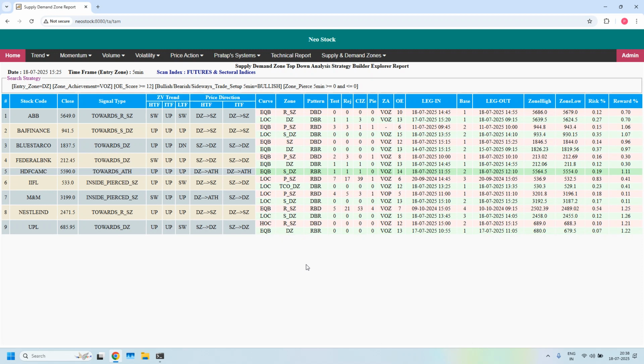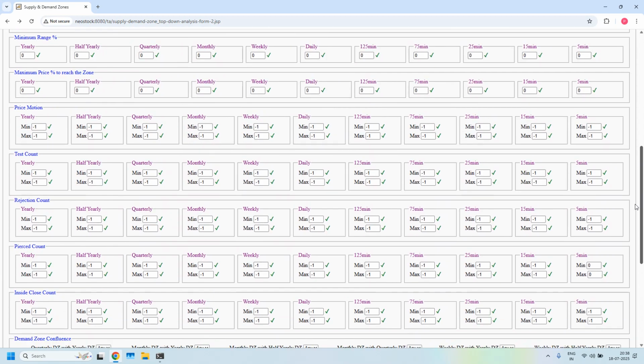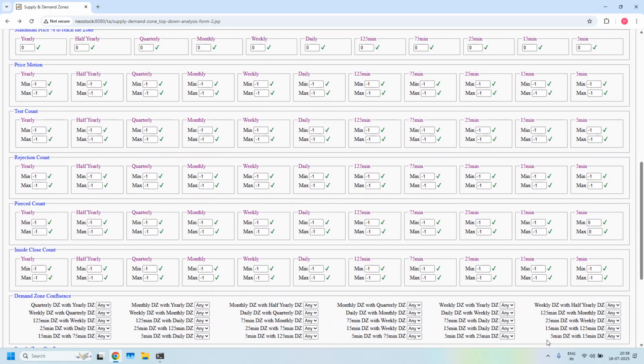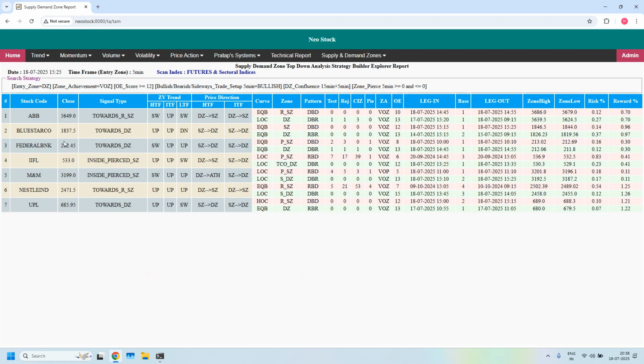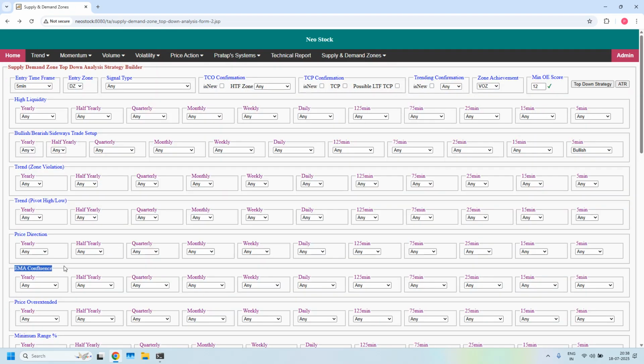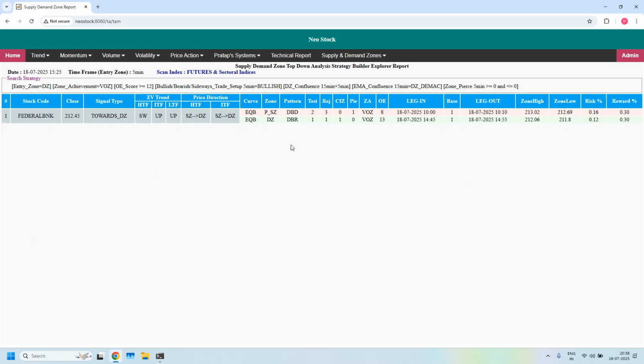Out of these 9, let us check if any high probability trade setup supported zones are available. First filter 5 minutes and 15 minutes demand zone confluence. We got 7 stocks, and 15 minutes trend, ITF trend, is up. Let us further filter with EMA confluence at 15 minutes by checking 15 minutes demand zone with daily EMA confluence. We got 1 stock. This demand zone might have better probability to succeed, provided less than 20 checklist items are satisfied.